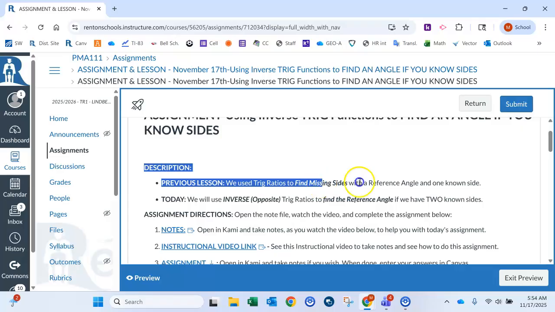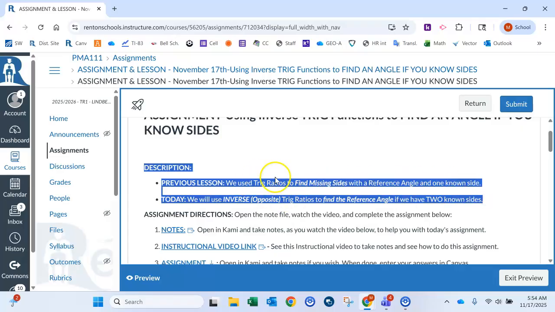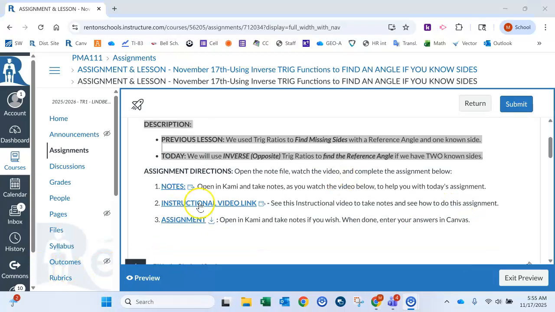And here's a description of what we're doing. Make sure you translate this and read this to make sure you understand. Before, we found the sides if we had an angle and one known side. Today, we're going to use the inverse to find the reference angle if we have two known sides. Let me show you an example.